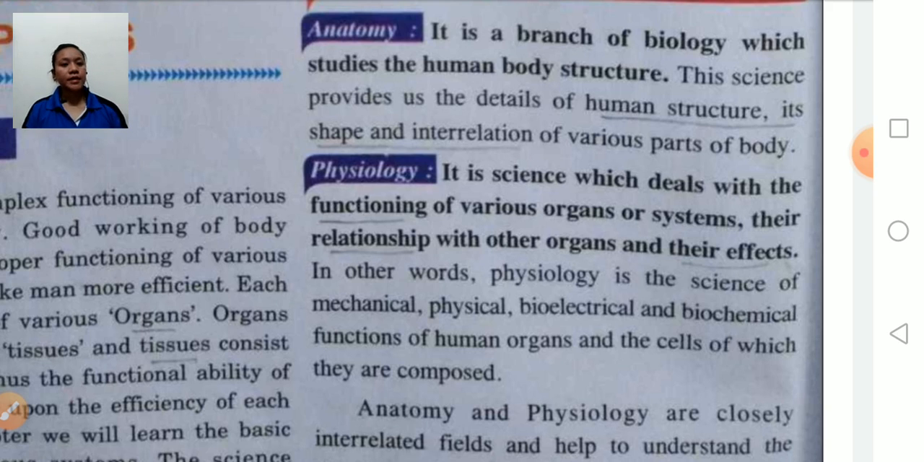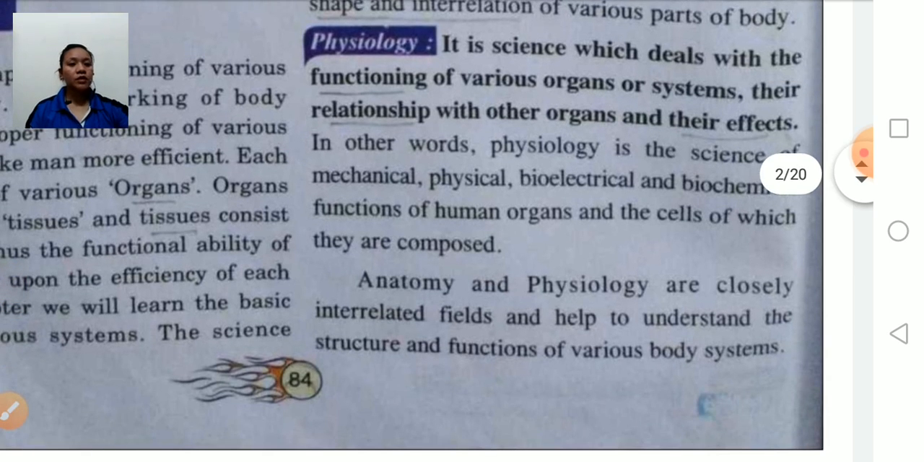Physiology. Physiology is the science which deals with the functioning of various organs or systems, their relationship with other organs and their effects. Means physiology is the study of functioning of various organs or various systems of the human body, their relationship with the other organs and their effect. Anatomy and physiology are closely interrelated fields and help us to understand the structures and functions of various body systems.